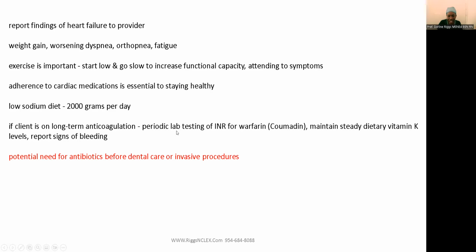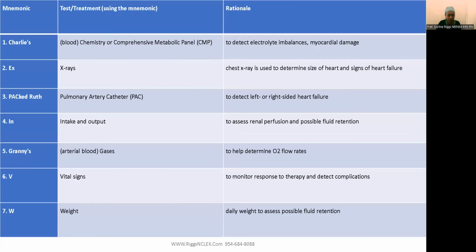So if they're on anticoagulant, especially Coumadin and warfarin, we're going to pull the PT and INR. We're going to educate them on not overconsuming food high in vitamin K, and they're going to be on bleeding precautions. I want to go over this little table and you'll see why in a moment, because sometimes you get asked questions, you need to know the why we're doing the things that we're doing. So this is a little mnemonic to help you remember.